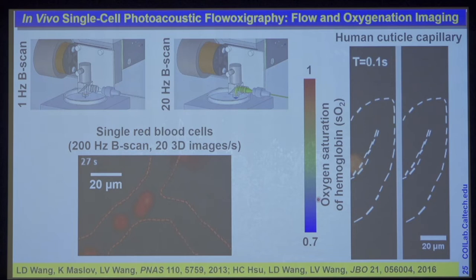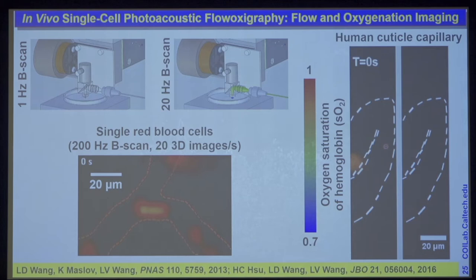There's some latency here. It doesn't play this movie again. But, well, maybe I should skip. It's not playing again. Anyway, we singled out one of the red blood cells. That shows you how color varies.